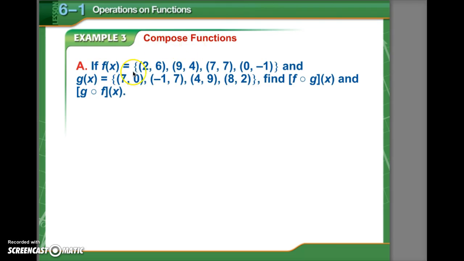It says f of x, it looks like it's a set of coordinate points. It's the point 2, 6, it's 9, 4, it's 7, 7, and it's 0, -1. And g of x is another set of points, 7, 0, -1, 7, 4, 9, and 8, 2. But we need to find f composition g of x. So the concept here is we're going to take the g of x values and we're going to throw them in the f of x function. So let's see how that's done.